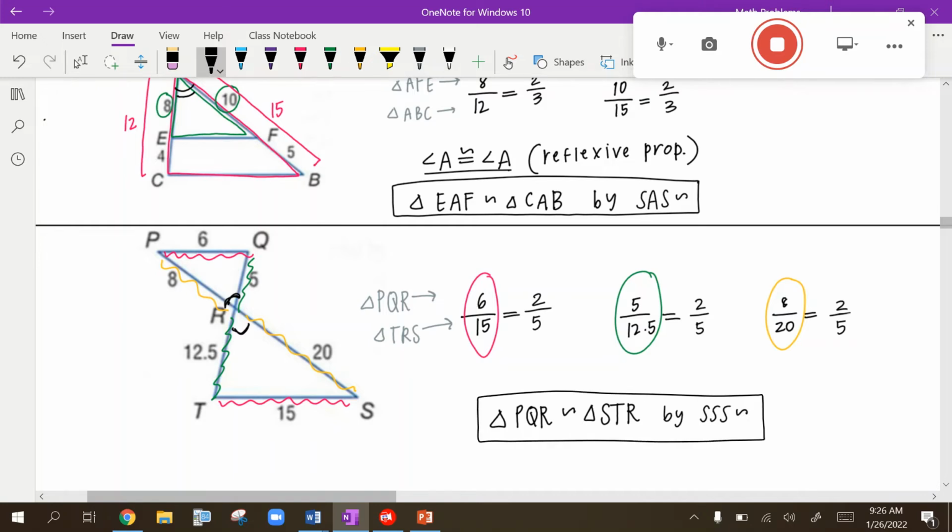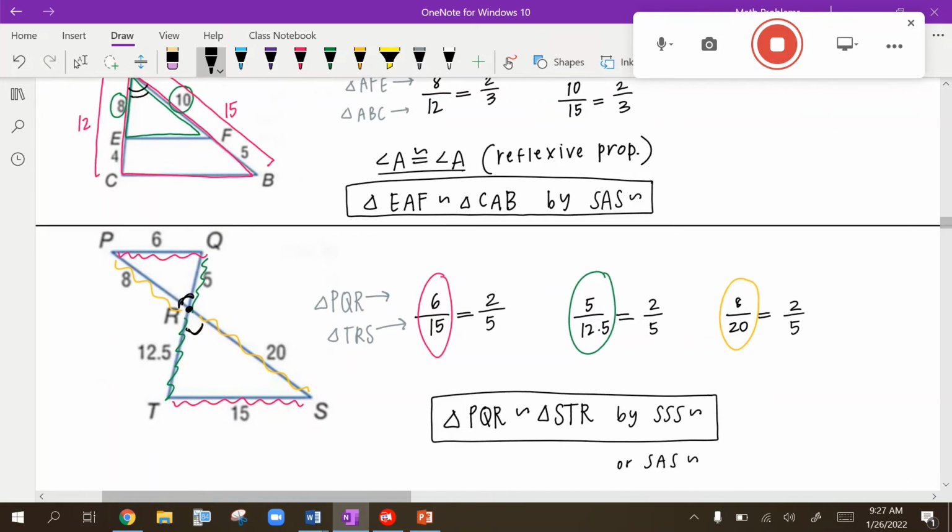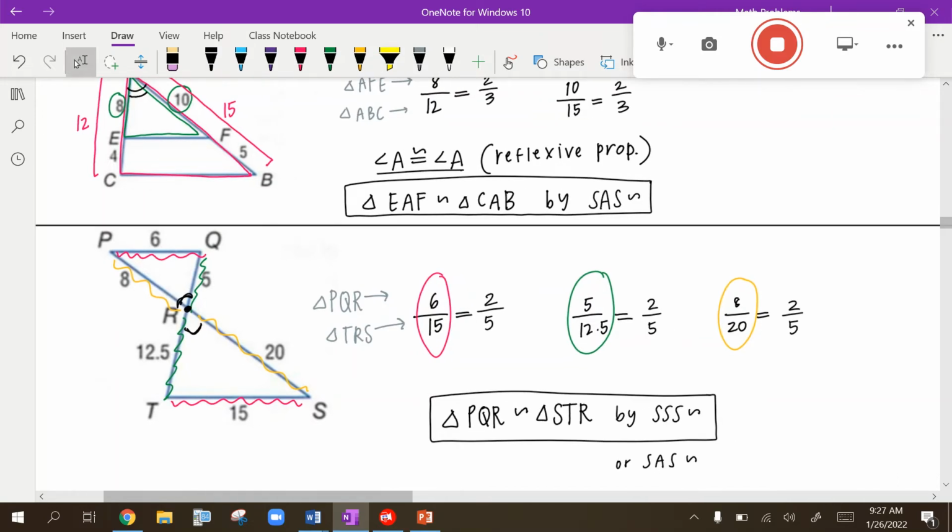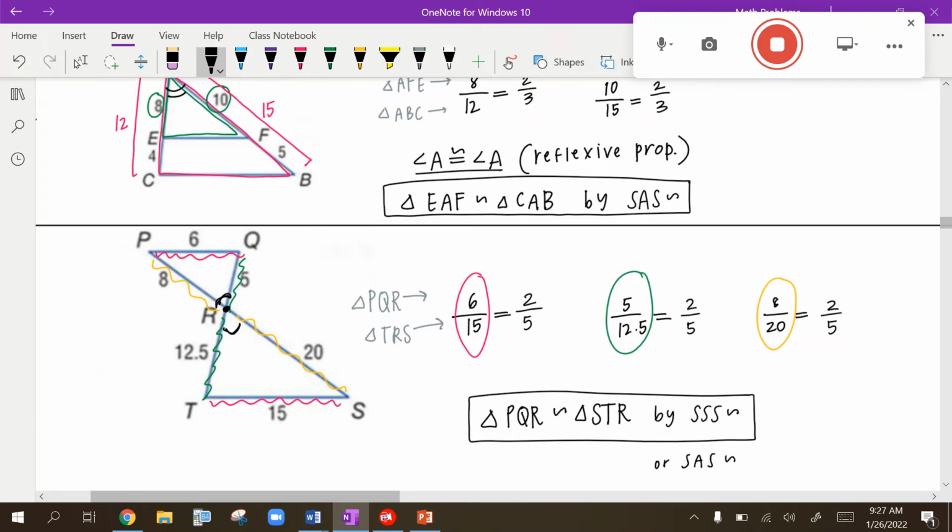Now this one actually has another option. Since these triangles share the vertex R, I could say PRQ is congruent to SRT because they're vertical angles, and I could actually use side angle side for this one as well. So depending on which pieces you use, you could give a different reason. Okay, in this one I do have enough information. The similarity factor would be 2 over 5, as I already found.